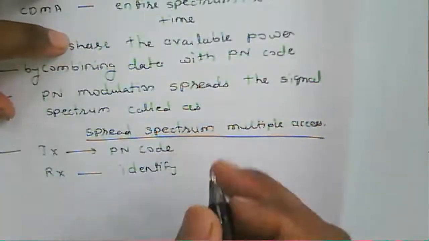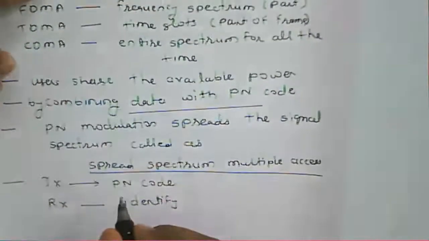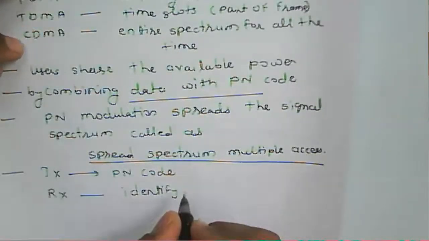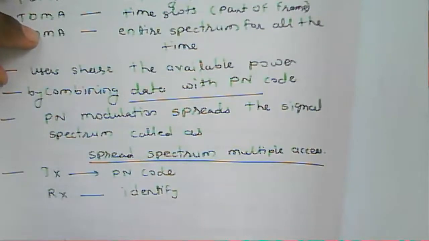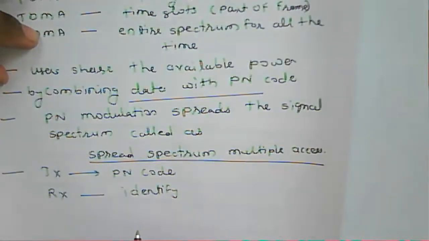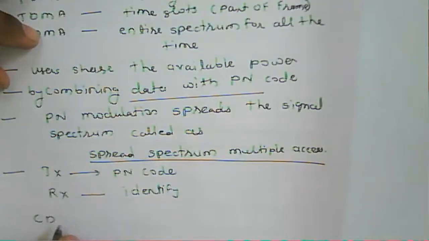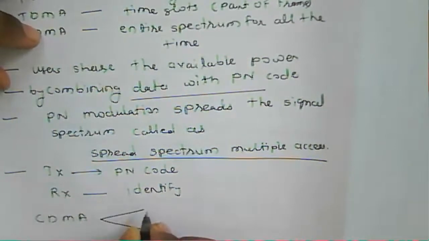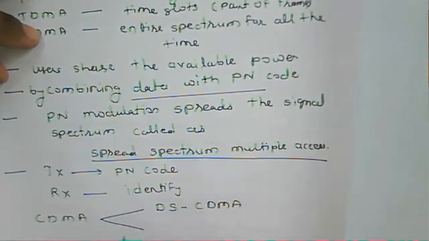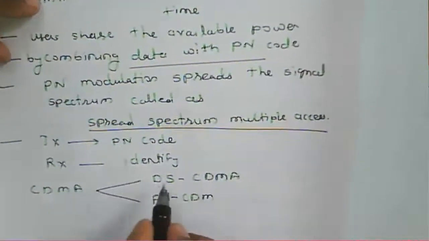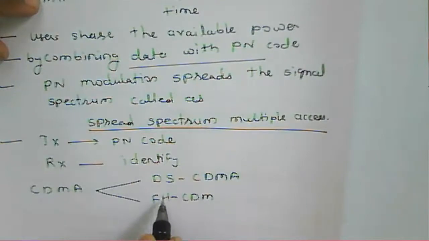So now in this case, we are combining the data with a PN code. The PN code is superimposed on the data directly, or used to change the carrier frequency at each symbol of the code. So there are two types of CDMA here. One is the direct sequence code division multiple access system, DS-CDMA. And the other is frequency hopping code division multiple access.